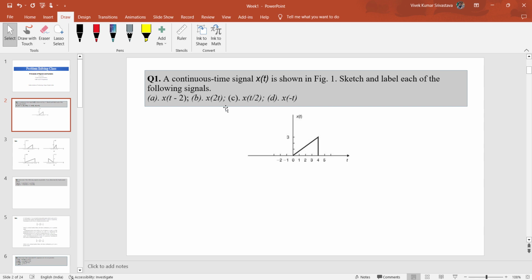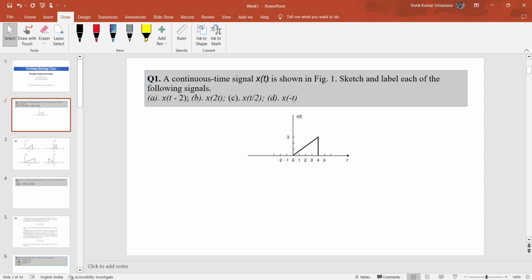Basically this x of t signal is given to us. Based on that, we have to apply some elementary operations on this signal so as to obtain signals like x of t minus 2. Basically this represents the shifting of the signal. Similarly x of 2t or x of t by 2 represents the scaling of the signal in the time domain, whereas x of minus t represents the time reversal. So we have to do all these elementary operations on the signal x of t.